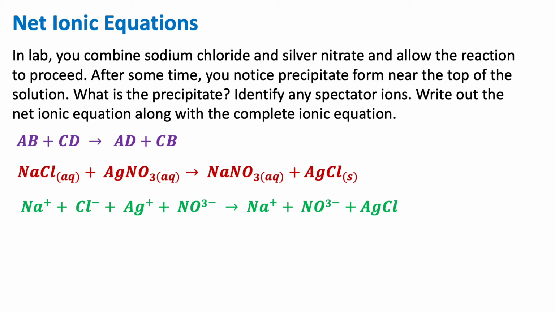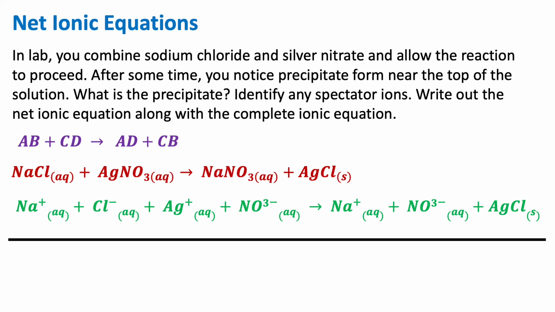So once we've written out everything into its cations and anions, once again, we're going to label what's aqueous and what's solid or what's liquid. Remember that whatever was aqueous in the molecule state is going to be aqueous when it goes into its anions and cations. So our sodium is aqueous, our chloride is aqueous, silver is aqueous, nitrate is aqueous, sodium is aqueous, nitrate is aqueous, but the silver chloride is solid because remember, it's solid over here and it doesn't dissociate into its ions, whereas everything else is aqueous. So here we can see clearly that we've labeled what's aqueous and what is solid.